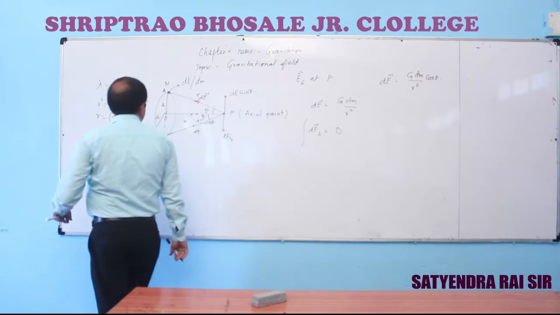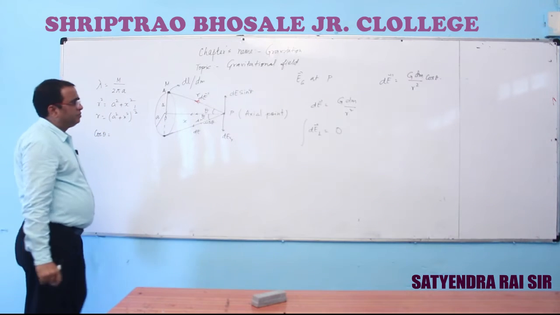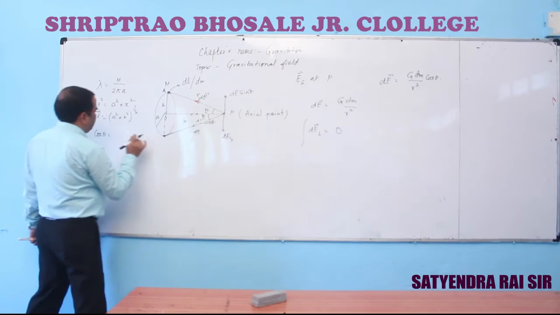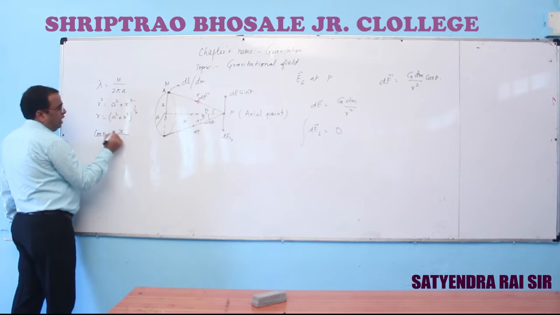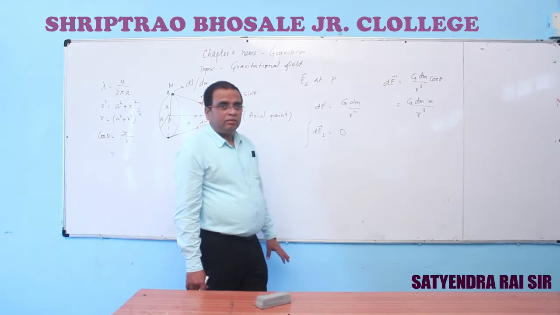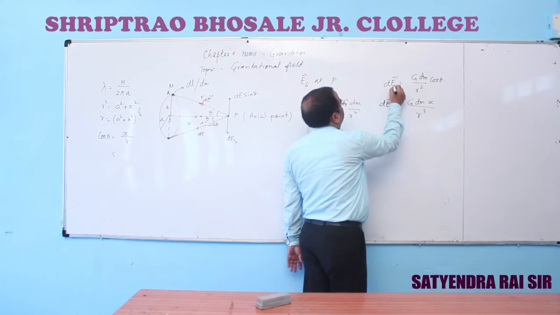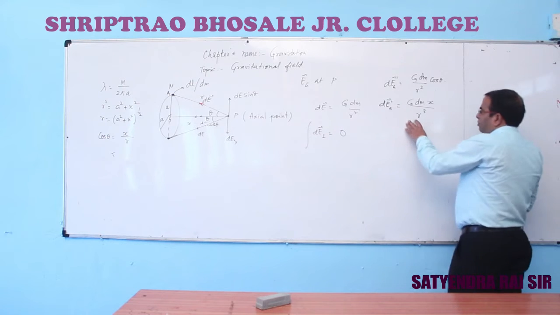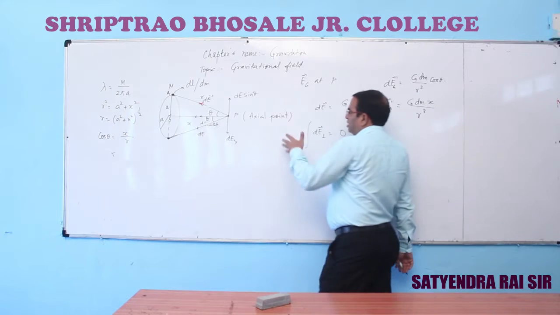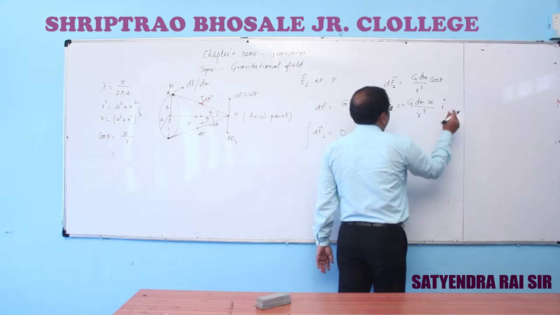Now come to the right angle triangle where the angle is theta. We can see cos theta is equal to, what is cos theta? Cos theta is equal to base upon hypotenuse, base is x, hypotenuse is r, so that will be x upon r. So dE dash will be G dm by r cube into x. And obviously it is along the negative x-axis, so we can write minus i in vector form.